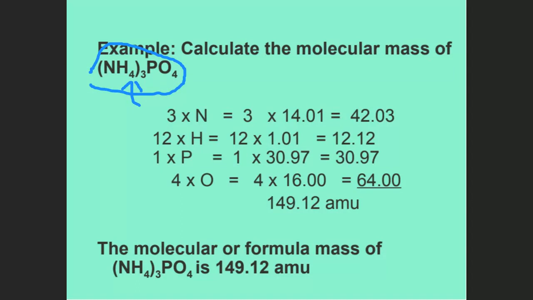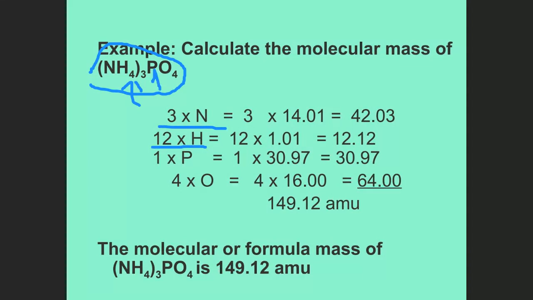So that means nitrogen mass, and obviously it will be times 3, because we have 3 after the parenthesis, correct? So 3 nitrogen. Hydrogen, how many? 4, and here is a 3. So 3 times 4, 12 hydrogen. How many phosphorus do we have? 1 phosphorus. How many oxygen do we have?